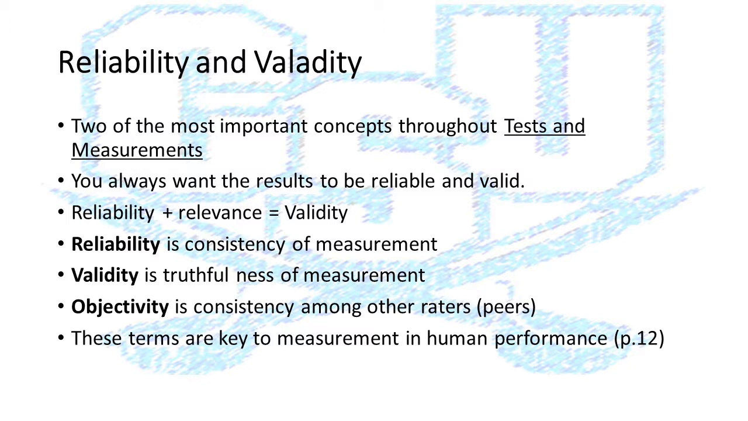You've got reliability and relevance, which equals validity. So basically, reliability is the consistency of measurement. Validity, again, is the truthfulness of the measurement. Objectivity is consistency among raters and peers. So these terms are key to measurement in human performance. You can't have validity without reliability. So basically, you can't have a valid test that doesn't score the way it needs to be scored. So again, relevance plays a really big key here as far as getting into validity.